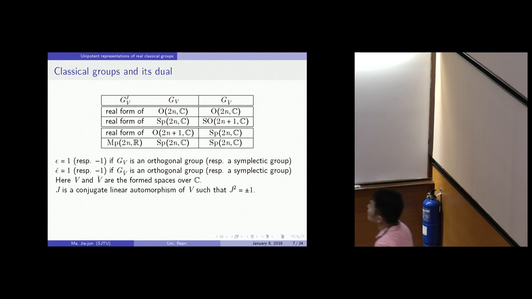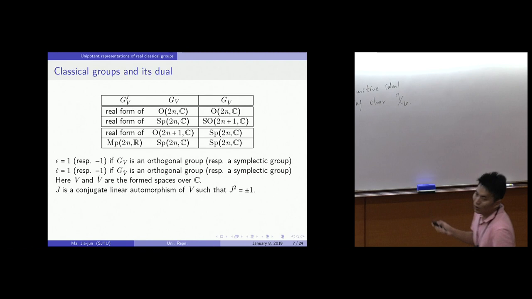And then this G_J(V) will be the real form of G_V, which are the elements which commute with J in the complex group G_V.